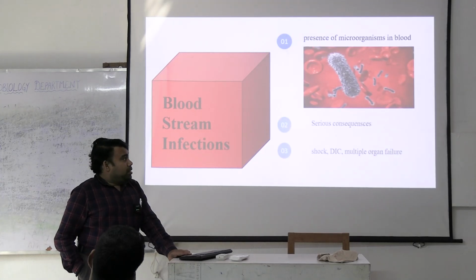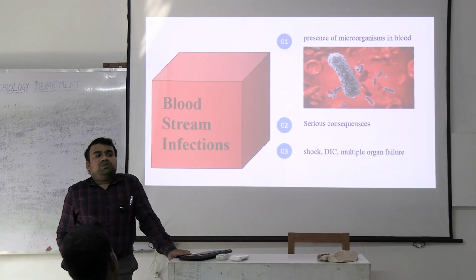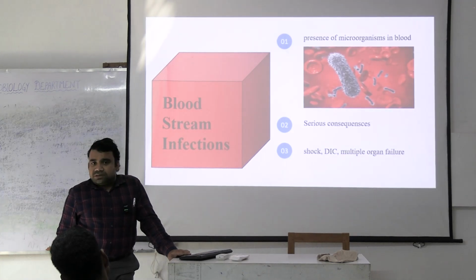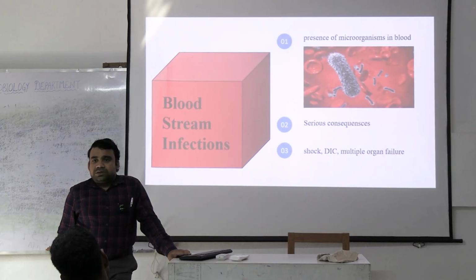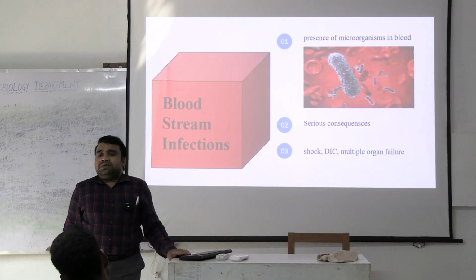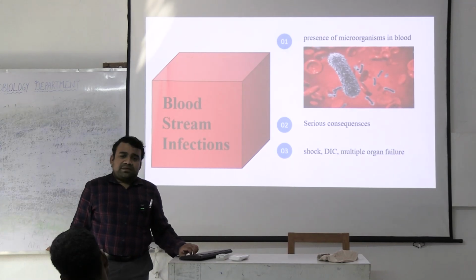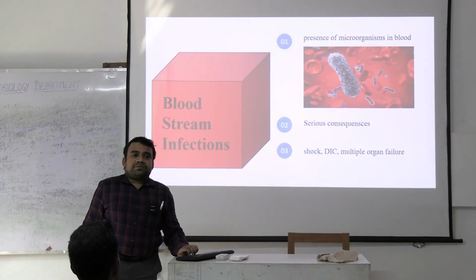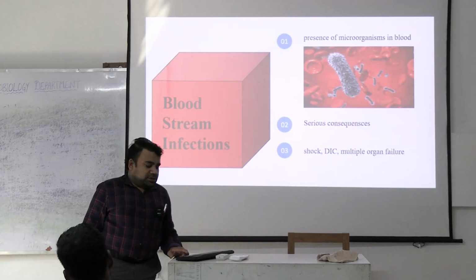The second would be, what are the consequences of the presence of an organism? Normally we do not expect any kind of microorganism to be present in the blood or vessels. So if it is present, there would be consequences. Consequences can be as severe as DIC and even death. What is DIC? Any idea? Dysentery.